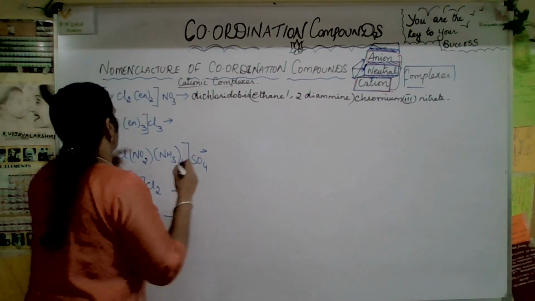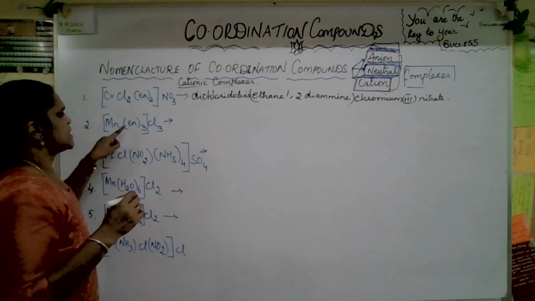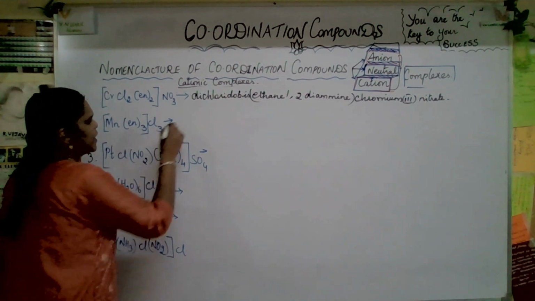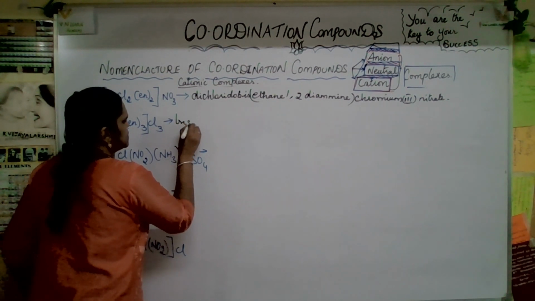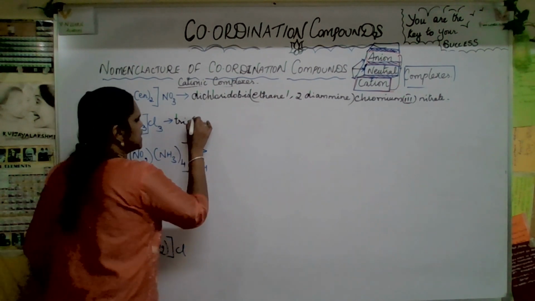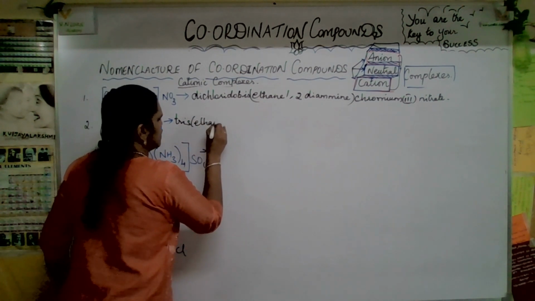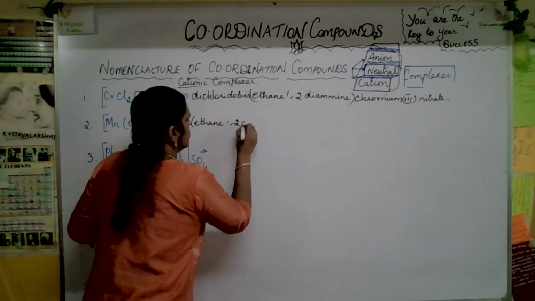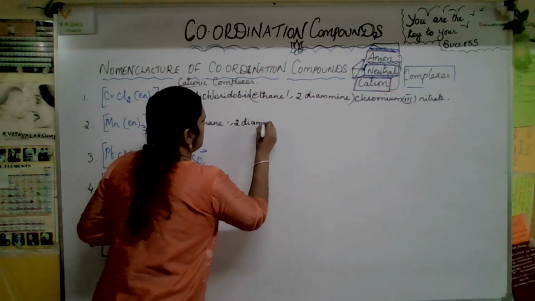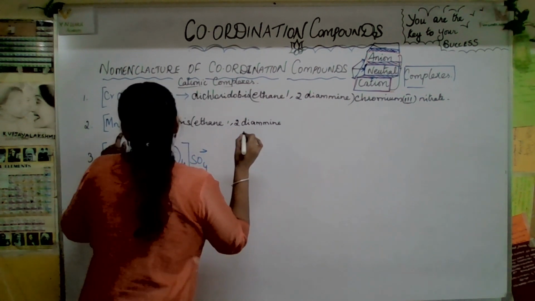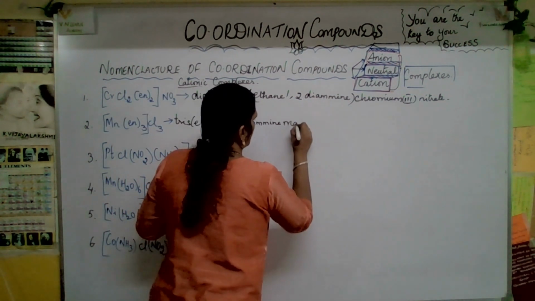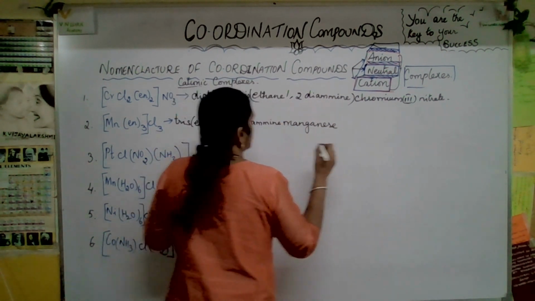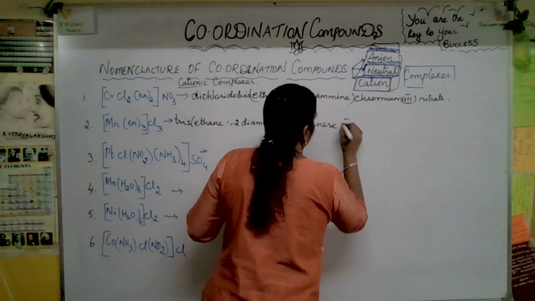Okay, the next one. Here, tris ethane 1,2 diamine manganese 3 chloride. Tris, 3 is there, so tris. Ethane 1,2 diamine manganese, manganese 3 chloride.